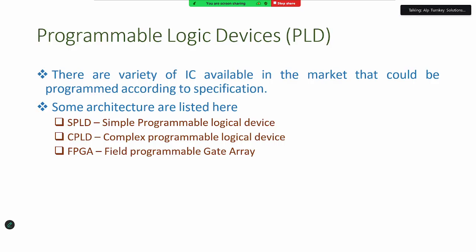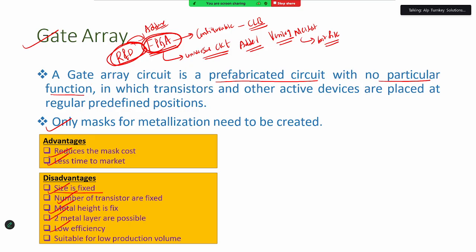Programmable logic devices are nothing but... basically this FPGA consists of SRAM. We already came across RAMs, no? Okay, SRAM means what? When power is down, whatever the content, whatever the programming part will be there, that will be erased.